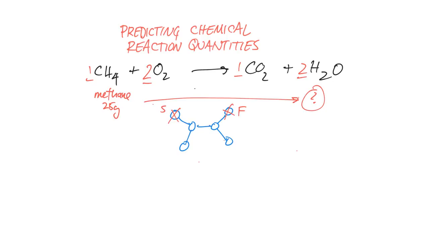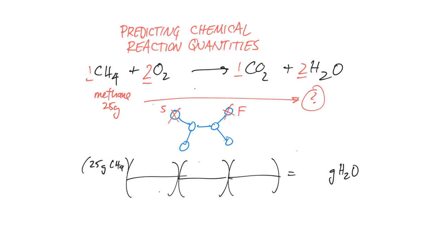We can map this out very directly using the mole map process. I'm given information about the mass of something, the methane, and I'm trying to find the mass of the water, something else. Therefore, it's a three-step process. A three-step process means that there are three sets of parentheses, starting with the units, grams of methane on the left, and ending with the units, grams of water on the right.